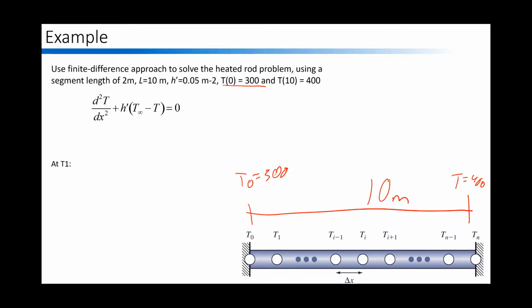We still need to decide how many segments to have, or what the length of that segment should be. We get to pick one or the other. In this case, we're going to pick a delta x, the segment length. We're going to say that each of these delta x's is 2 meters. So that would give us 5 different segments.